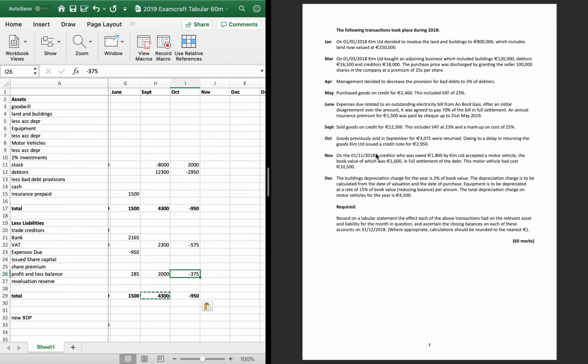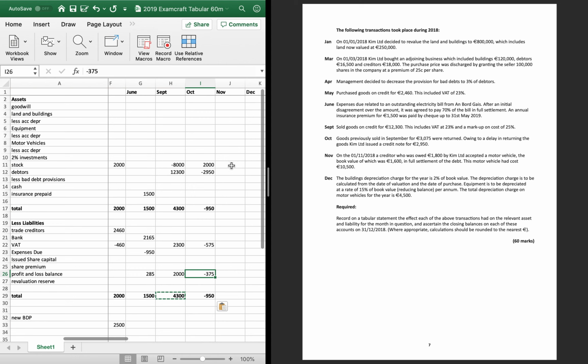A creditor who's owed 1800 accepted a motor vehicle, the book value of which is 1600, in return for a debt. So the creditors owed 1800, creditors go down by 1800. Doesn't matter what he accepts, he's no longer owed 1800. He accepts something with a value of 1600, which means we've made a profit of 200. We're not going to put that in there. You can do that after if you want.